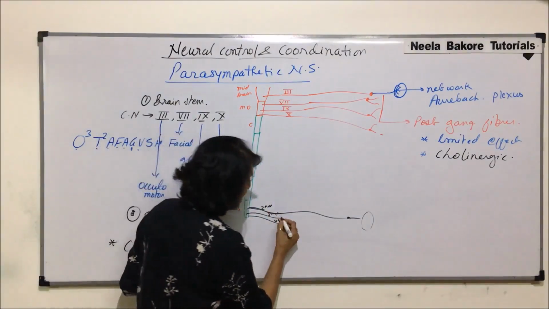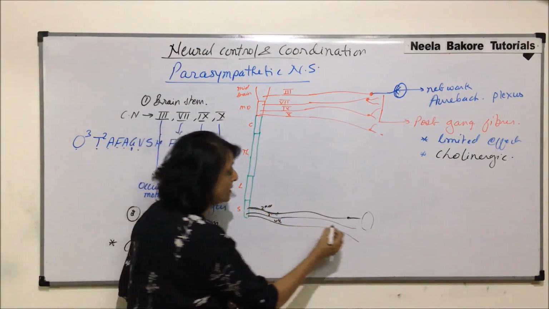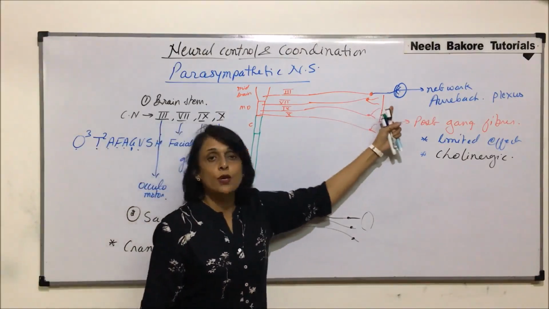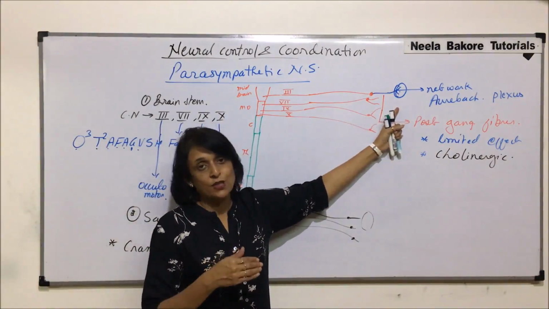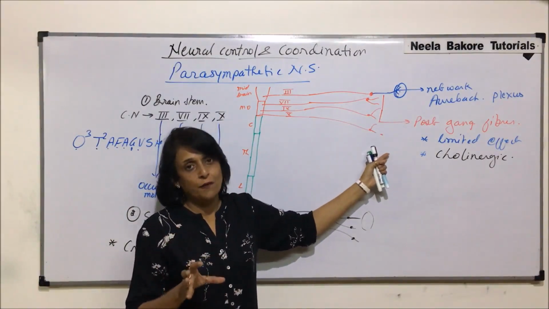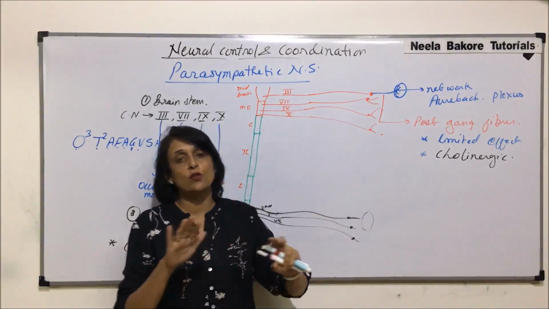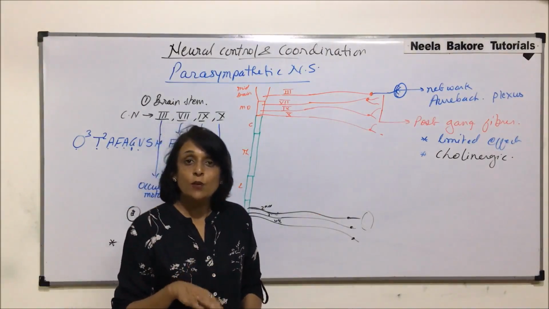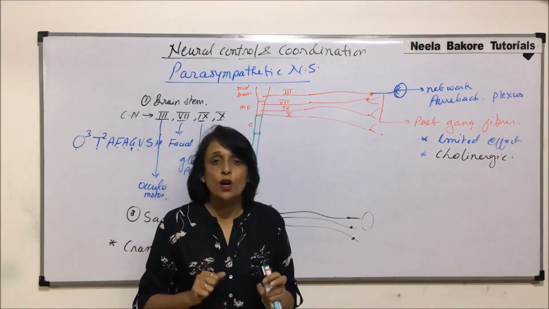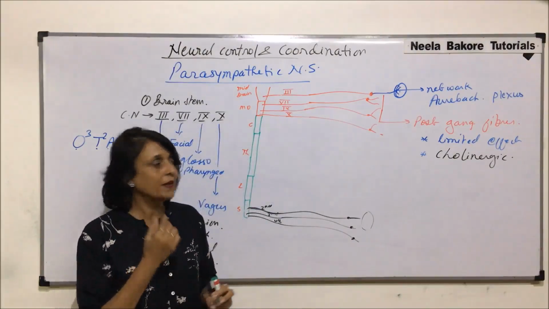So all these fibers are long. And they go to the same organs like sympathetic. Here also it would be salivary glands as were in sympathetic. Only thing is the time when these work is different. This parasympathetic nervous system works in normal condition. Sympathetic works in stress situation. Basically, these two systems work to maintain homeostasis, that is the steady condition of our body.